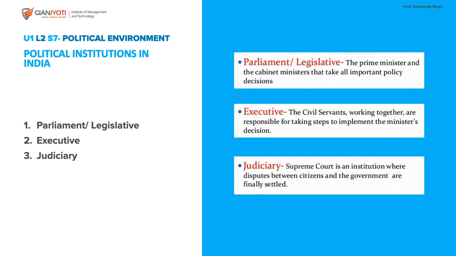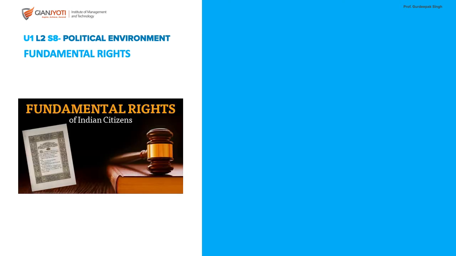The third is because there can be a conflict between the citizen and the government over the policies if the representation is not right. So a citizen has the right in India to go to this body, which is the judiciary, which is the Supreme Court, which is the supreme power. This is the institution which takes care of any disputes, and the decision of the Supreme Court is final. So these are the three bodies, and we move on to the fundamental rights.